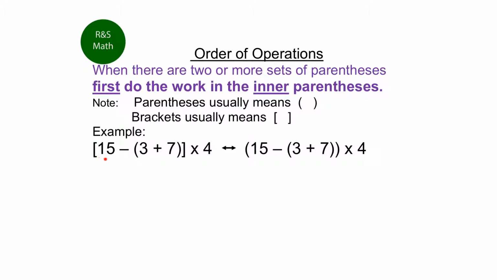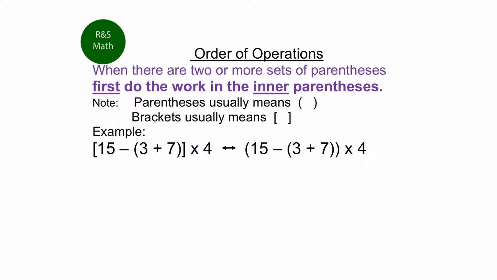Begin square brackets, 15 minus, begin parentheses, 3 plus 7, end the parentheses, end the brackets, multiply by 4. This expression means exactly the same as the one beside it over here. The only difference is that instead of square brackets, parentheses were used. The expression can be written either way. Now let's evaluate this expression.